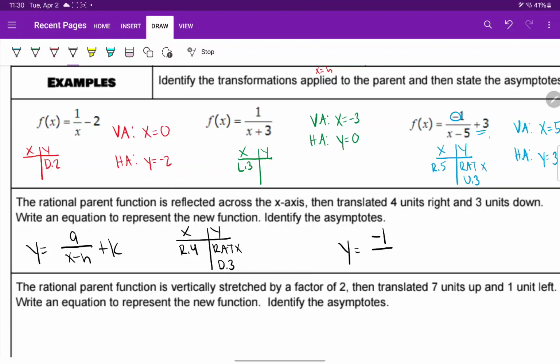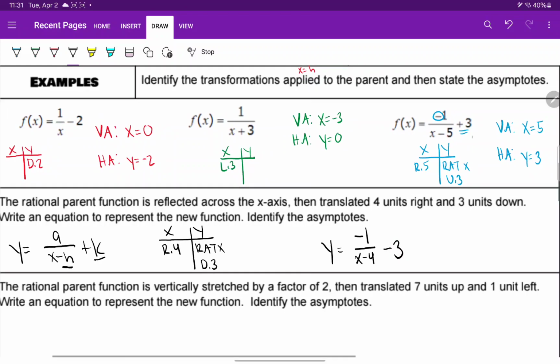We have right 4. When we plug it into the function right here for h, insiders lie, so it becomes x minus 4. And then last, the down 3 plugs in for k. That's down 3, so that's going to be minus 3. So our equation should be y equals negative 1 divided by x minus 4 minus 3.